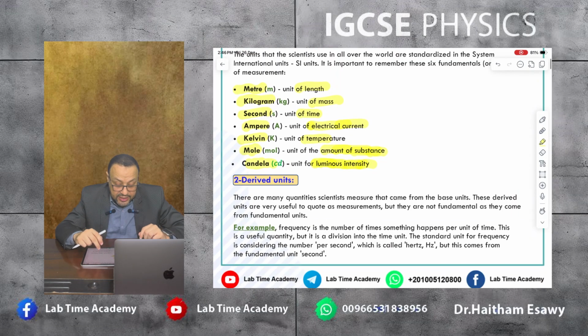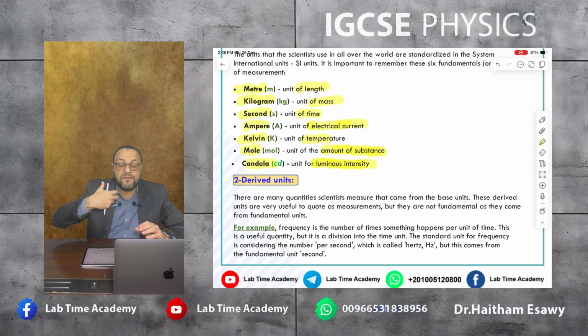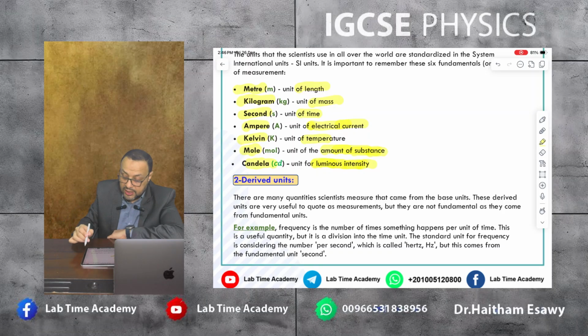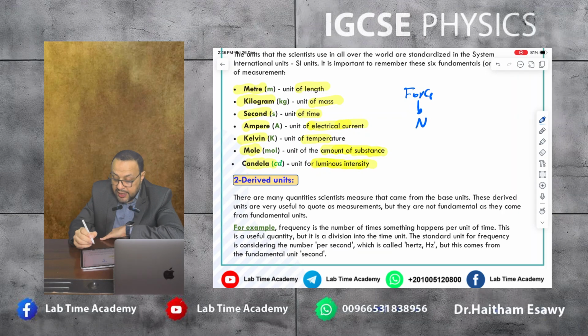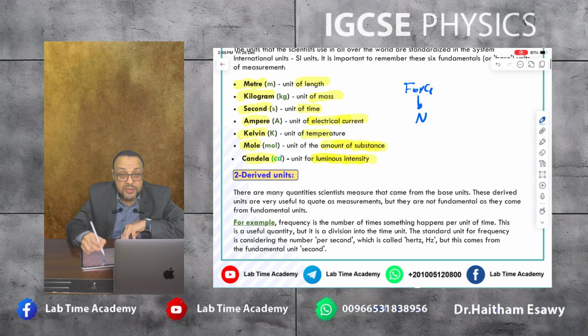Okay. The second type of unit is derived units. These derived units come from base units. Let me give you an example. Here we have force, and its unit is Newton. The Newton is a derived unit, because it is not found in the 7 base units. And let me tell you another reason for that.